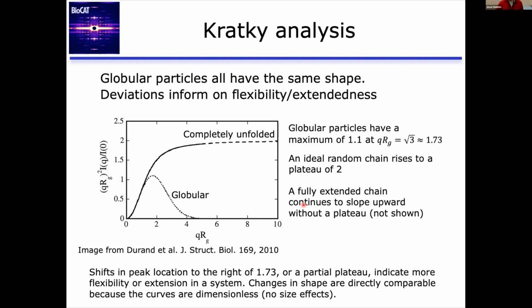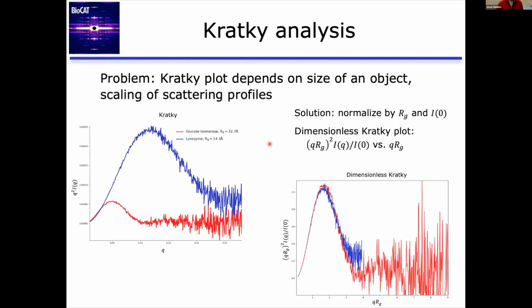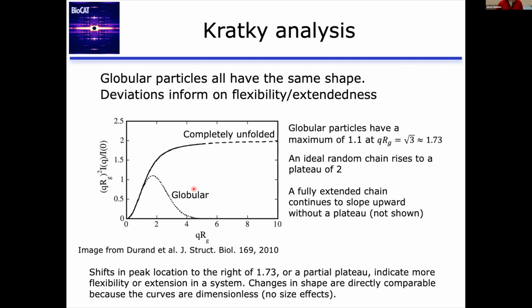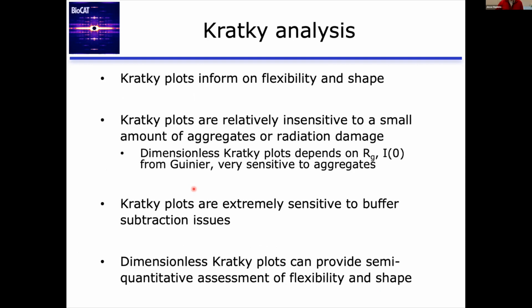How would the Kratky plot look for non-globular proteins? Something that's unfolded would look like this. Something partially unfolded looks like this. This is also what an extended thing might look like, or rather something more rod-like might look like this. They'll be in between the two. Again, we'll talk more about this on Friday. But it's a good question. Interpreting this is a little bit of an art sometimes because there isn't a quantitative number you can put on it. So the Kratky plot informs on the flexibility and shape.